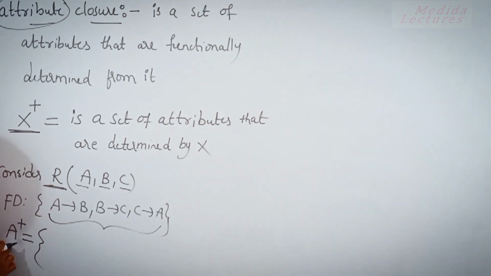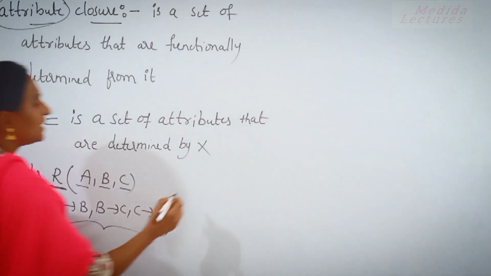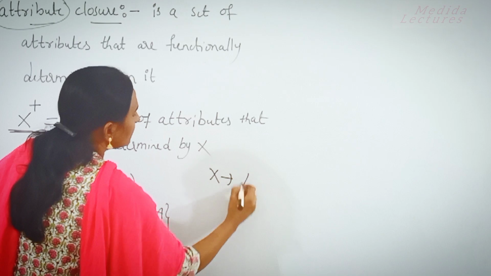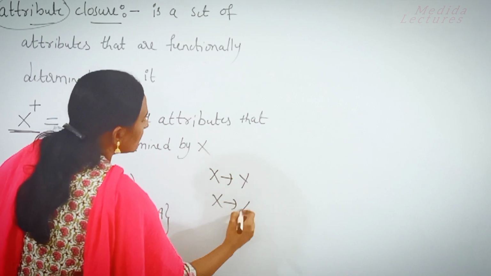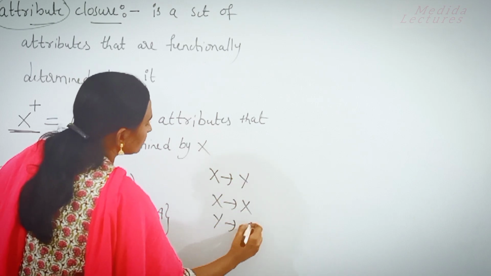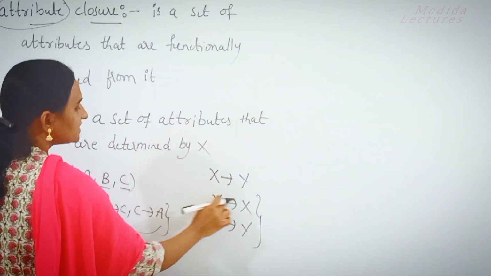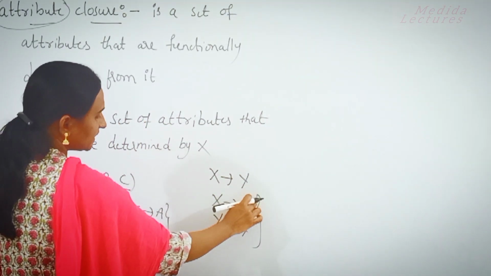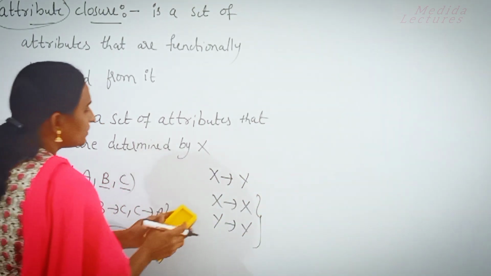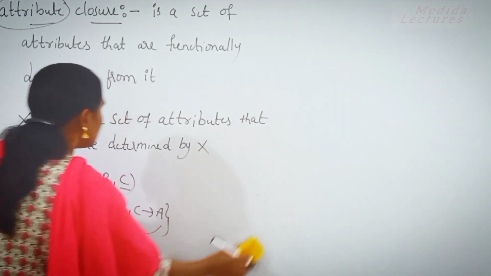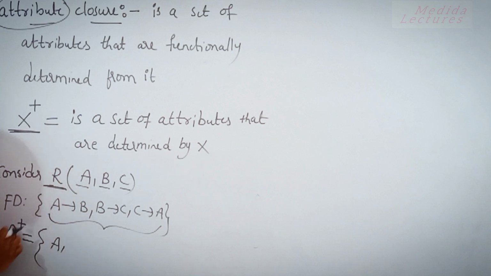A closure itself determines A first, because of the reflexive rule. What is the reflexive rule? X determines X, Y determines Y. This is called the reflexive rule: an attribute itself determines that attribute. So using the reflexive rule, A closure itself determines A.